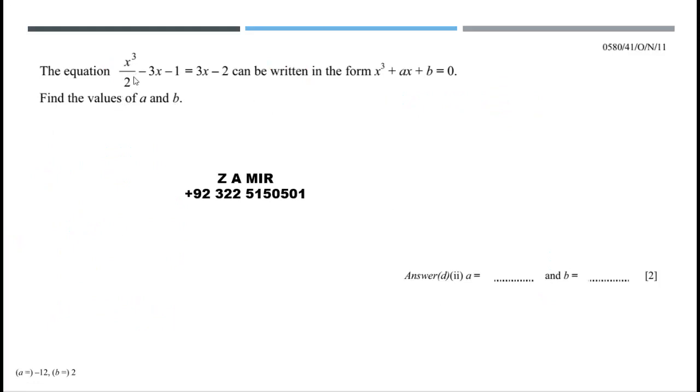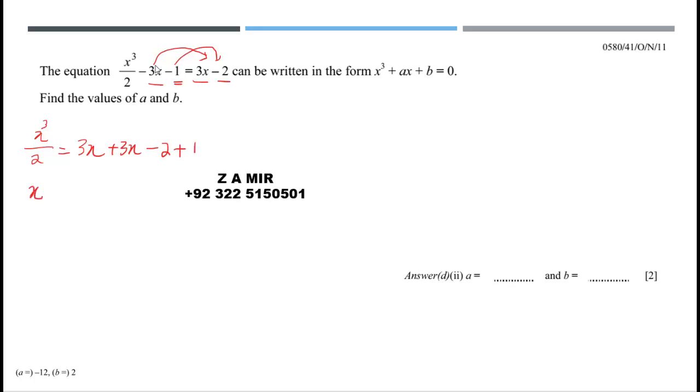The equation x cube over 2 minus 3x minus 1 equal to 3x minus 2 can be written like this. Find the value of a and b. In this equation, let's bring these over here. It is better to bring them over here, these two. So it will be x cube over 2. So it is 3x, and this 3x will come over here. It will become plus 3x. Now minus 2, and this 1 will come over here. It will become plus 1.